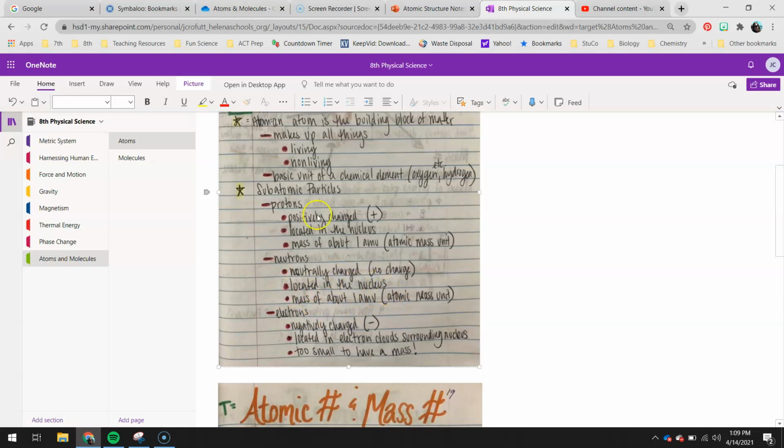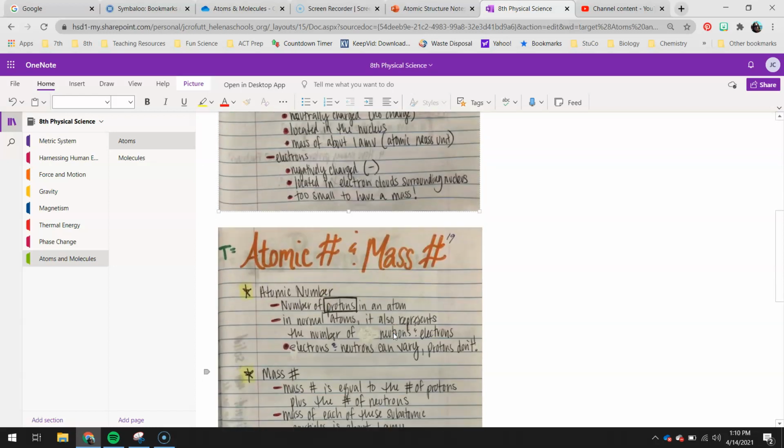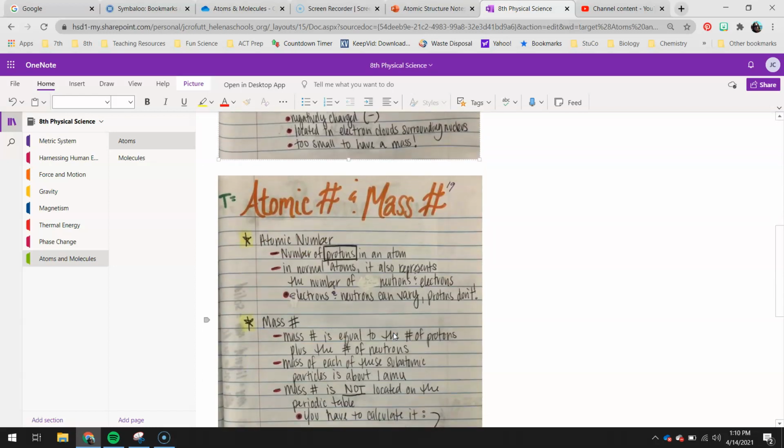Electrons, on the other hand, are negatively charged, and they're found in electron clouds outside of the nucleus. So they kind of compose the outside of the atom. And they are way, way smaller than a proton or a neutron, so we don't even consider them to have a mass. That'll come in handy here in a second when we talk about mass number. You'll know why we just add up protons and neutrons but don't count electrons: it's because they're too small to have a mass. All right, moving on, this is what I touched on at the beginning of the chemistry escape room assignment.